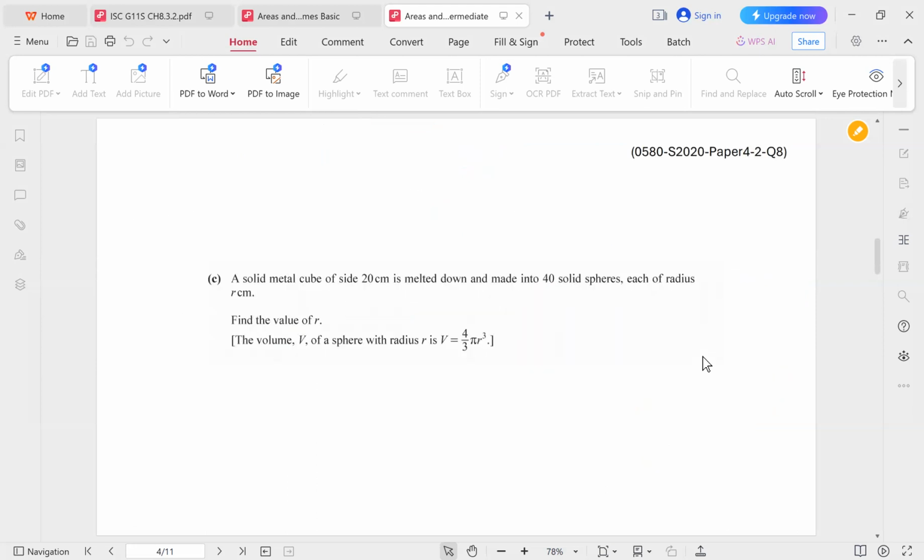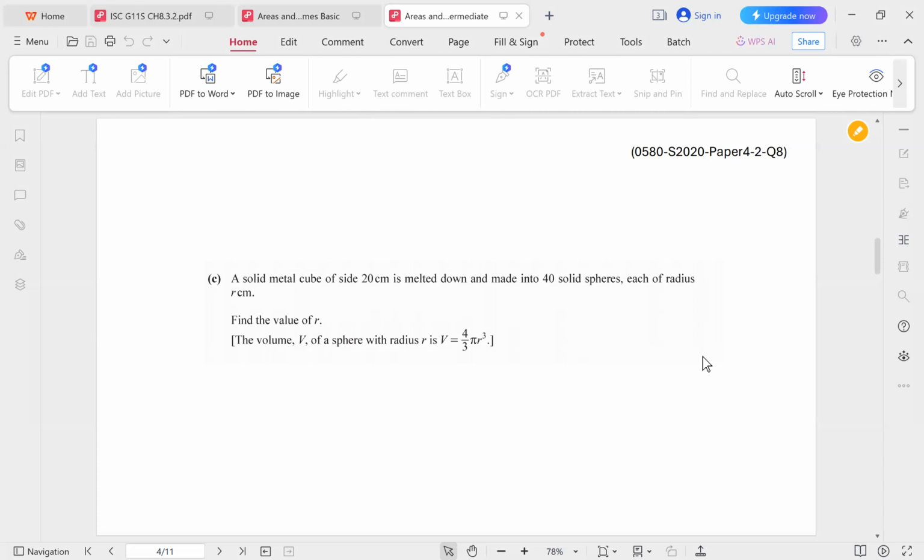A solid metal cube of side 20 is melted down and made into 40 solid spheres, each of radius r. Find the value of r. So a solid cube and a solid sphere, whenever you have the word solid, that means that the volume has to be the same because there is no cavity inside. There's no air inside. So the volume of the cube has to equal the volume of the 40 solid spheres.